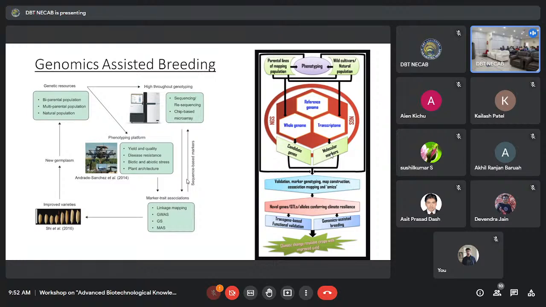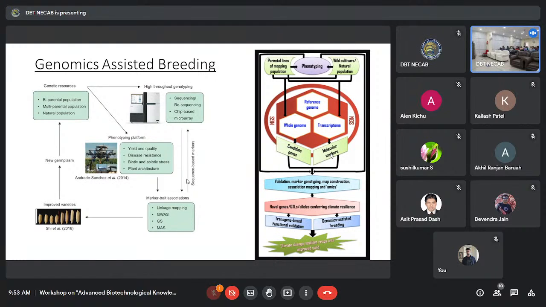In chip-based microarray, the SNPs will already be there. It will be a small chip where millions of SNPs are present. You hybridize that with your DNA and find out which of them hybridize, to know the SNPs present in your line. Then you have to phenotype.